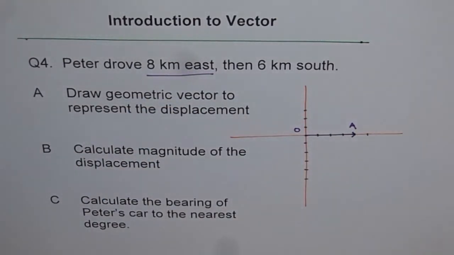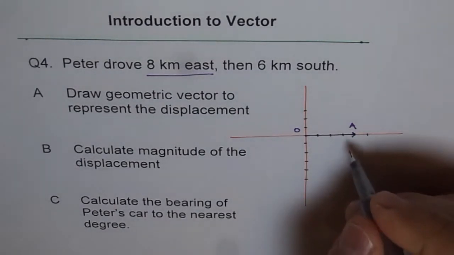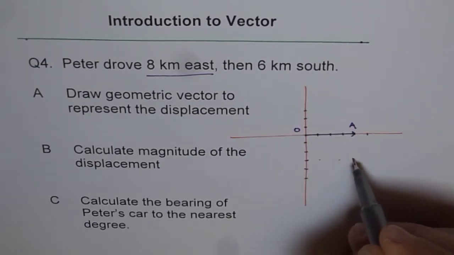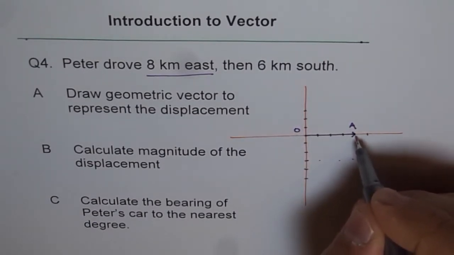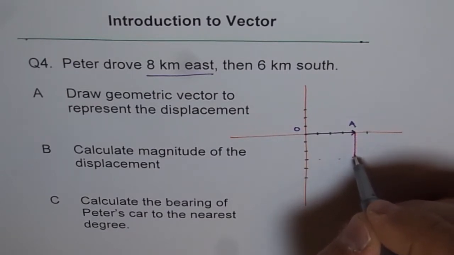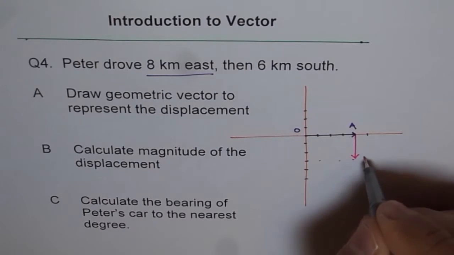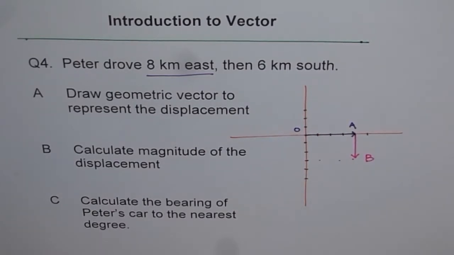Now let's go for then 6 kilometers south. So from here we'll go 6 kilometers south. 2, 4, 6, so that is kind of here, right? So 2, 4, 6 then goes south 6 kilometers. Let's call this point as B. So that is the geometric representation of our vector.